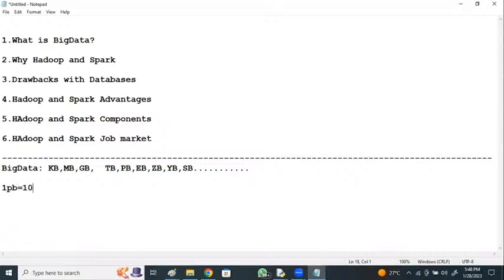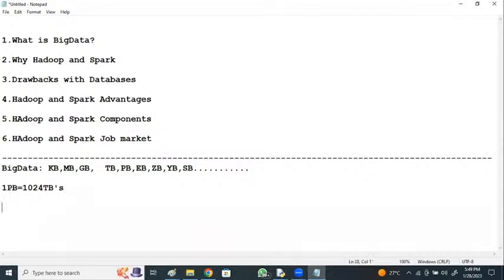1 petabyte equals 1024 TBs. Already 1 TB is a large storage unit, so 1024 TBs forms a petabyte. Do you think petabytes or exabytes of data are getting generated in the current world? If so, what are examples of petabyte data generation?